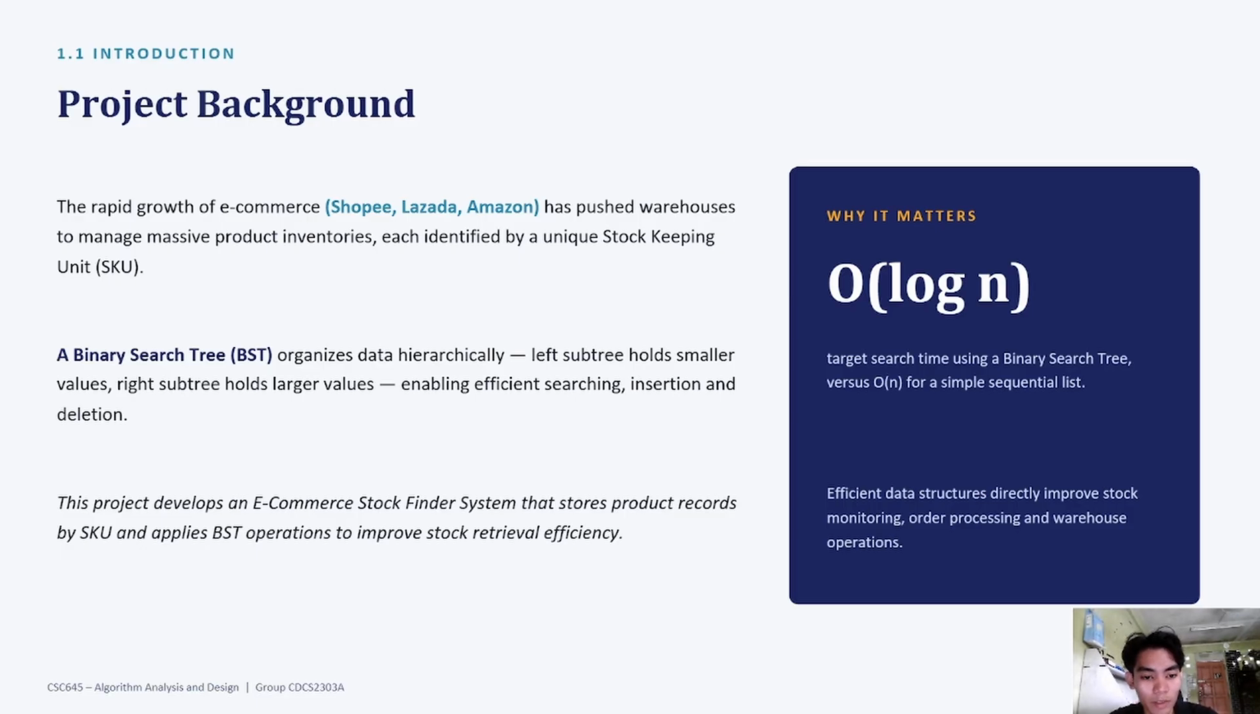Next is our project background. As we know, the rapid growth of e-commerce platforms such as Shopee, Lazada, and Amazon has increased the need for efficient inventory management. Each product is identified using a unique SKU. In our project, we use a binary search tree to organize the products, allowing faster searching, insertion, and deletion compared to a normal list. On average, BST can achieve O(log n) search time, making it stable for large inventories.